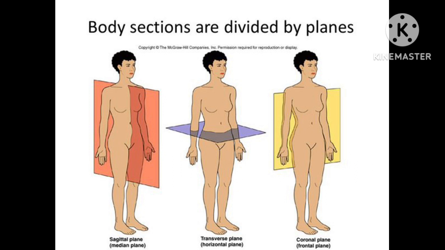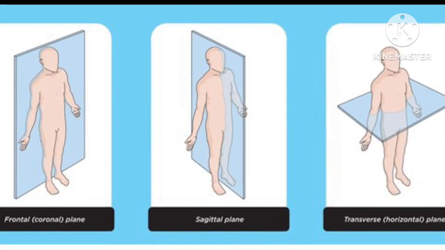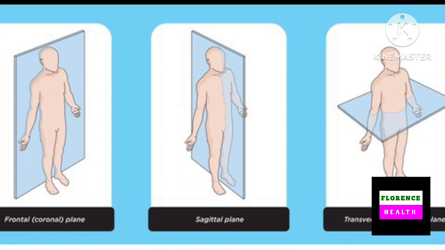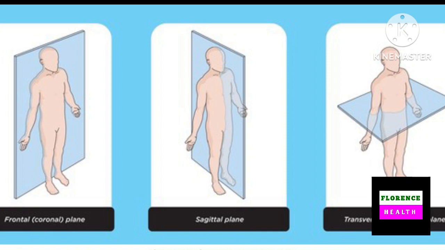Third one is transverse plane or axial plane. It cut the organ or cut the fetus horizontally. That's why it divides the fetus or divides the organ into superior part or inferior part. In other words, it cut from right to left.